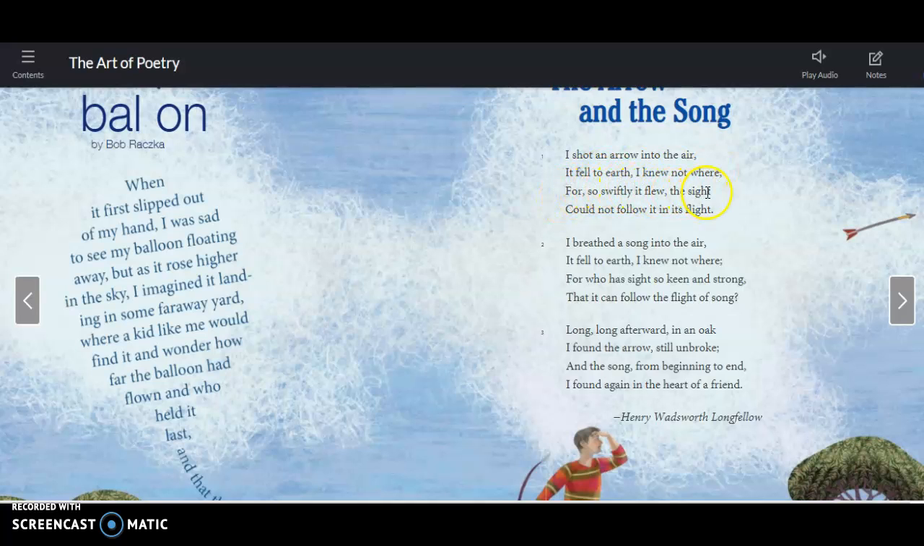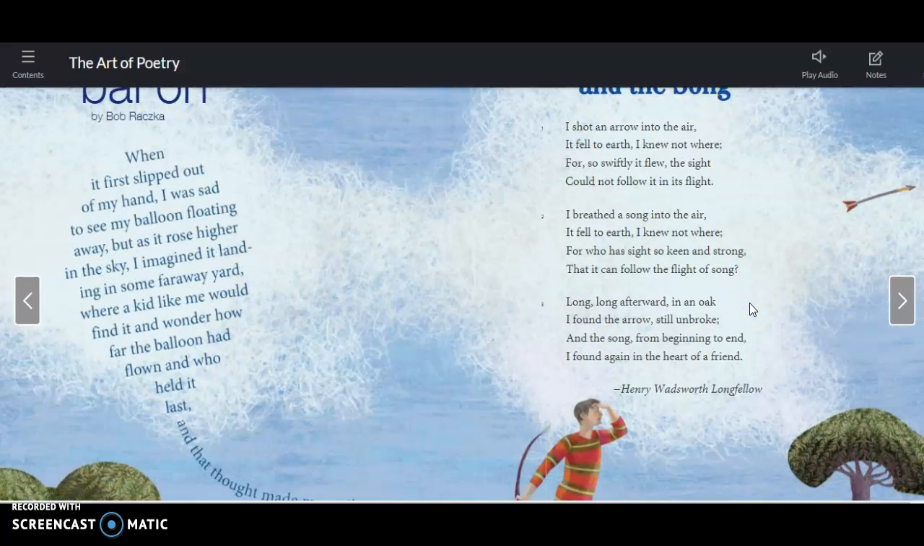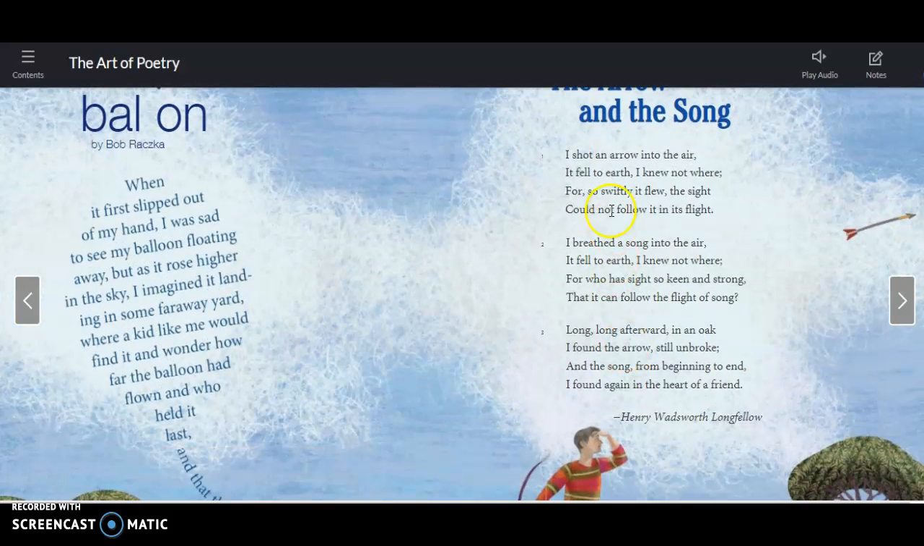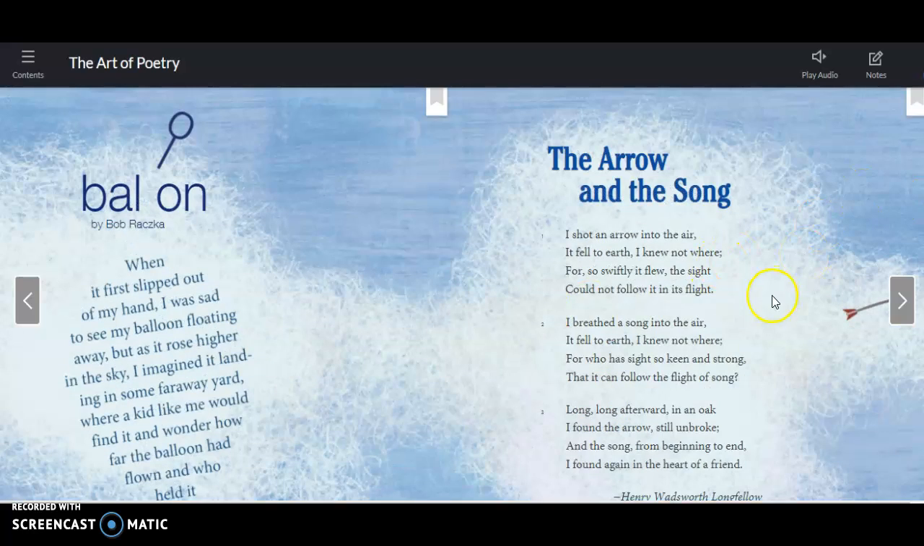For so swiftly it flew, the sight could not follow in its flight. I breathed the song into the air, it fell to the earth, I knew not where. For who has sight so keen and strong, that it can follow the flight of song? Long, long afterward in an oak, I found the arrow still unbroke, and the song from beginning to end I found again in the heart of a friend. So again, this is all imagery. We could actually imagine the arrow.